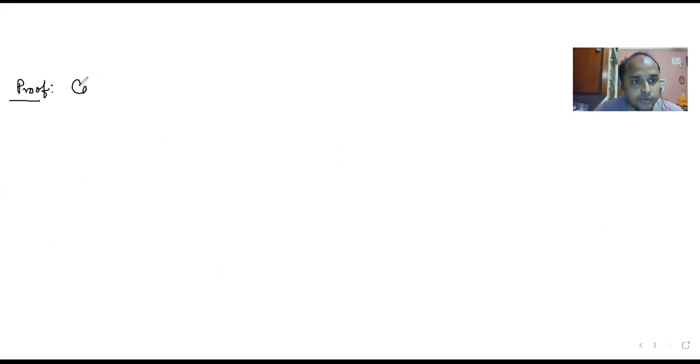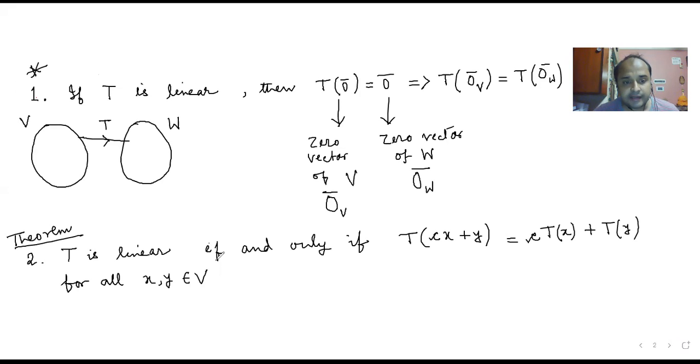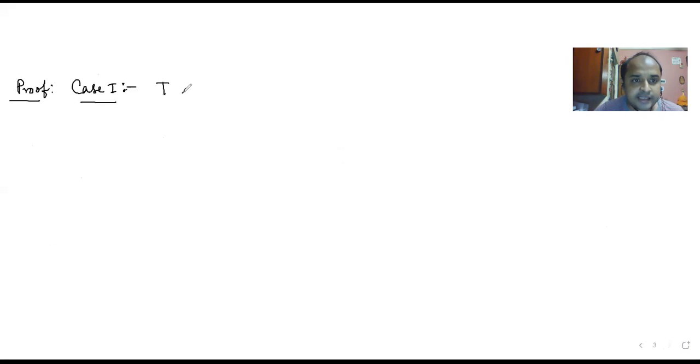So we are going to discuss case one. Why am I going to discuss case one? It is because of the term 'if and only if', because this theorem is both way true. If T is linear, then this is going to hold. If this is going to hold, then T is linear. So I'm going to prove one after another. In case one, my assumption is T is linear.